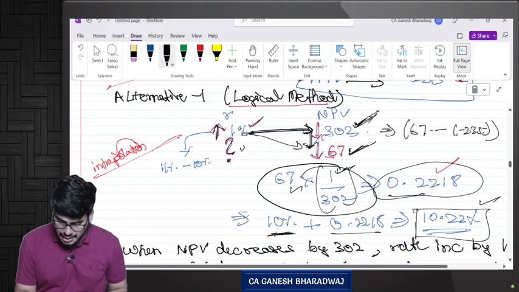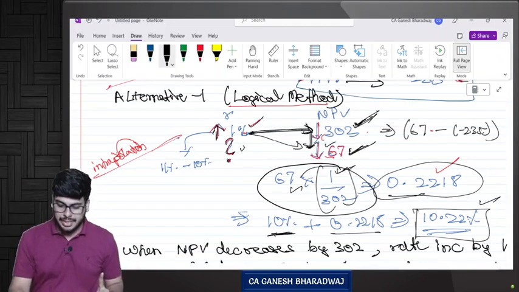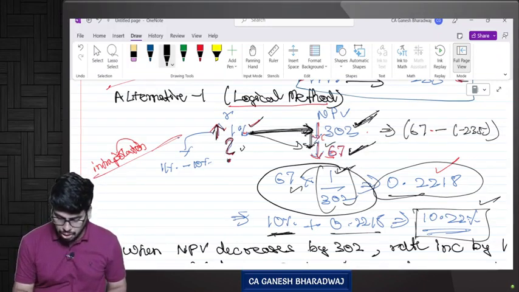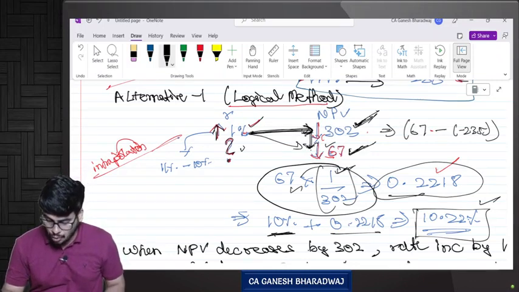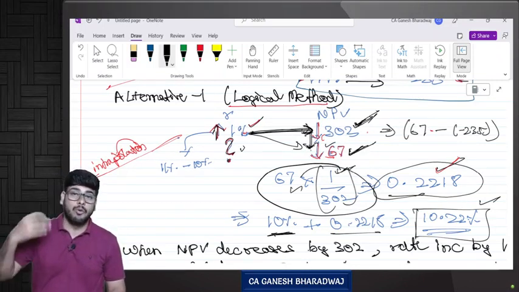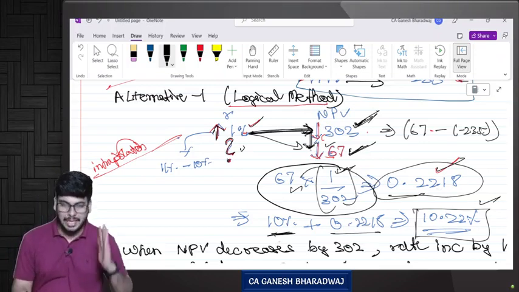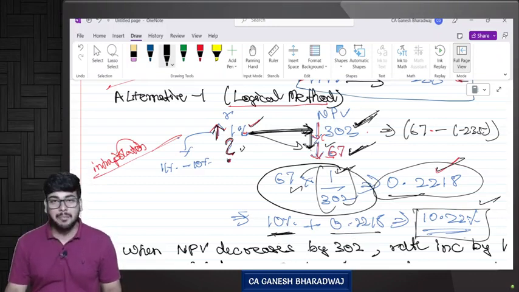1 divided by 302. So for every 1%, the change is 302 rupees. If I want the change to be 67 rupees, how much should be the change in rate? 1 upon 302 into 67 rupees. If you do this, you will arrive at the net increase in rate over and above 10% is going to be how much? 0.2218 percentage. So very simple. It is 10 percentage plus 0.2218 percentage. It's going to be 10.22 percentage.